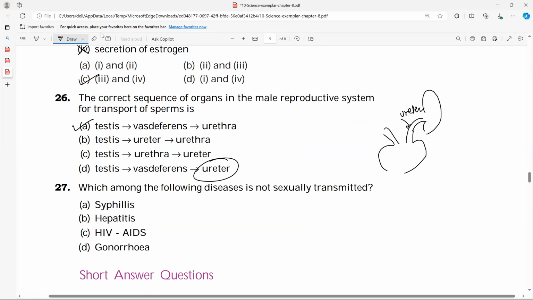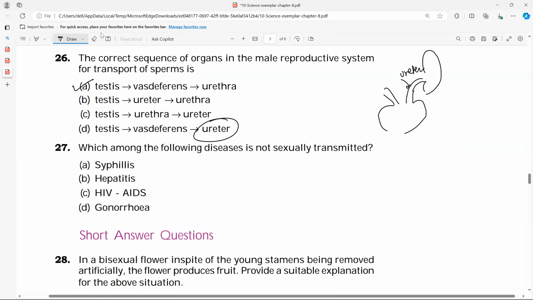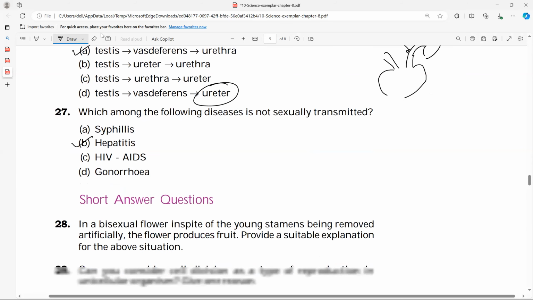The urethra is a common duct for the ejaculation of sperm as well as urine in males. Okay. Next, which of the following is not a sexually transmitted disease? Option B, hepatitis.